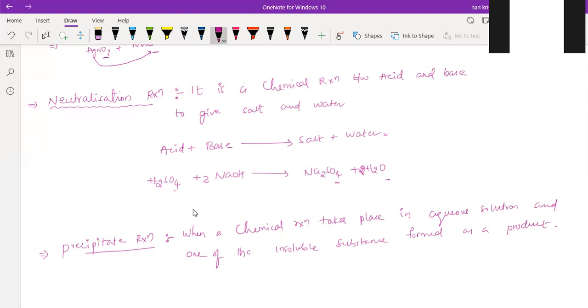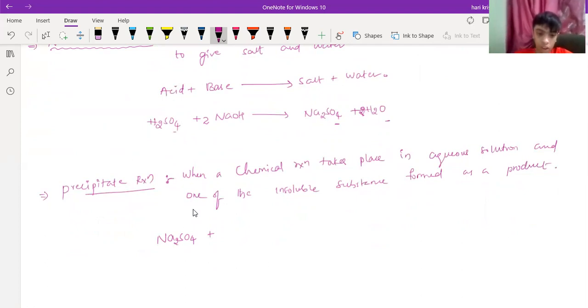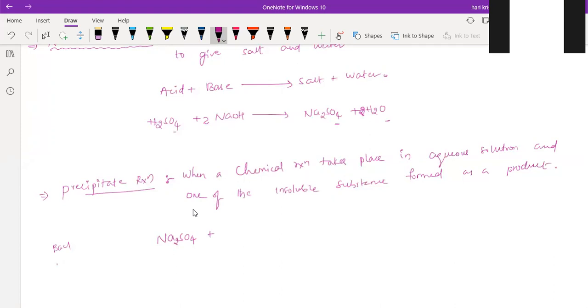If you take an example, what is the name of Na2SO4? Sodium sulfate. Then what is the formula for barium chloride? Sir, BaCl. What is the formula for barium chloride? BaCl3. I'll remember all the answers. Wait. One is BaCl, another one is BaCl3. Anyone BaCl4?